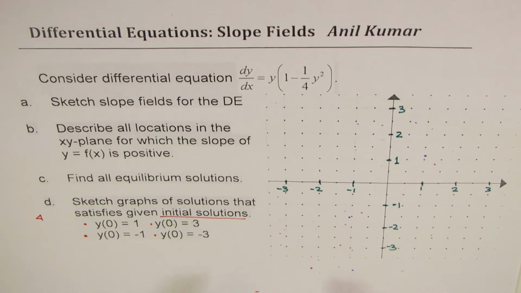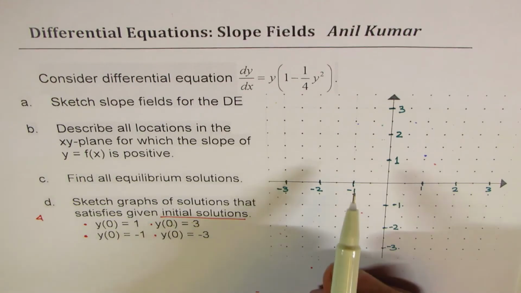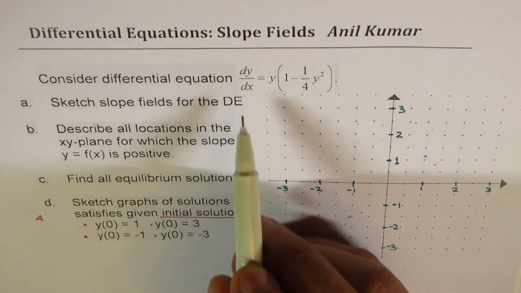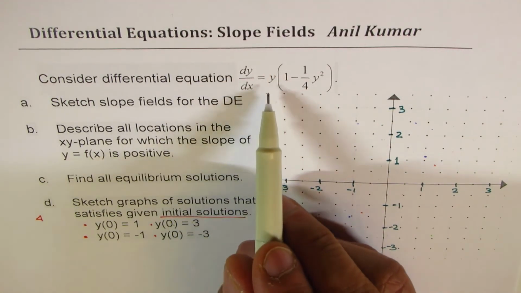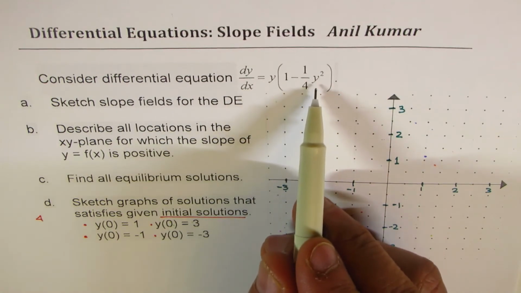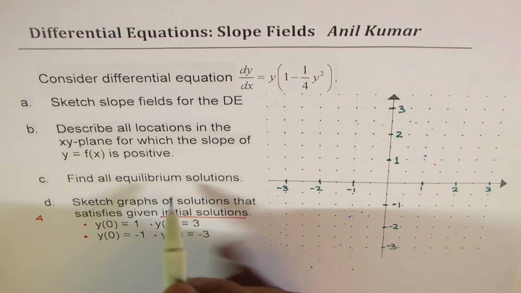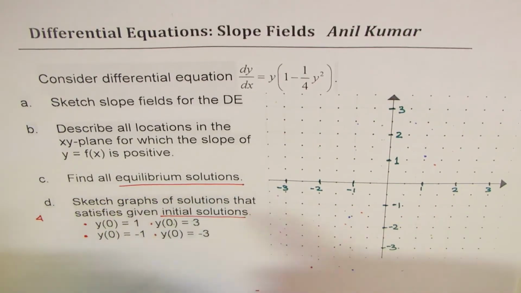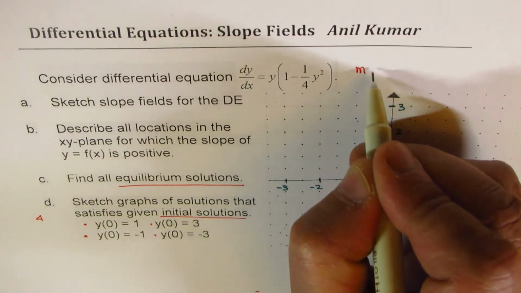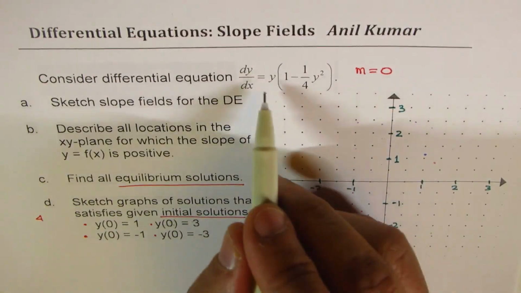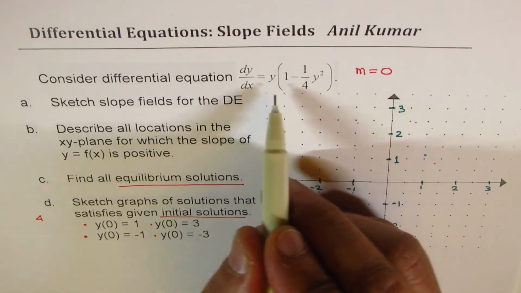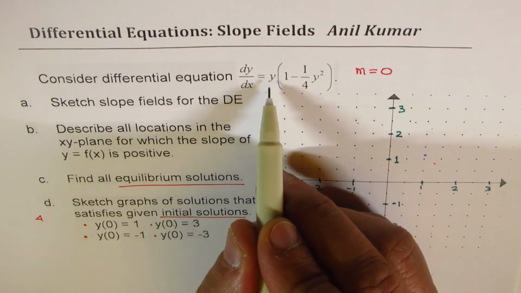So now, what we have learned here is also how to quickly sketch slope fields. These are short dashes which represent slope at any point on the Cartesian plane. We are given the differential equation dy/dx equals y times all this. Now let's find where we get equilibrium solutions, right? So when we say equilibrium solutions, we want to say slope is 0. Now clearly from here, slope is 0 for y equals 2, right?